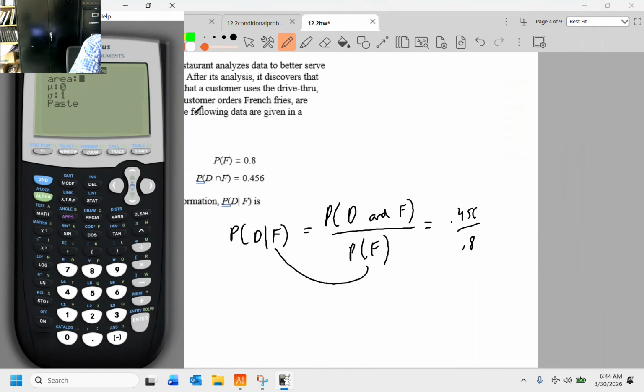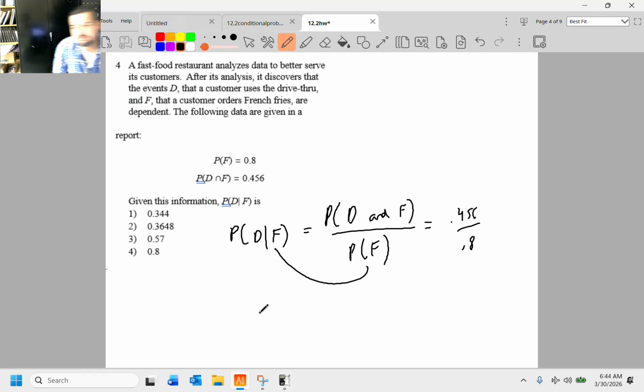Anyways, we've got 0.456 divided by 8/10. Oh, that's going to grow. It's not going to be choice 1 or 2. It's 0.57, choice 3.